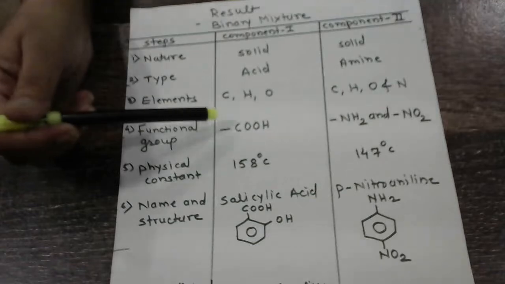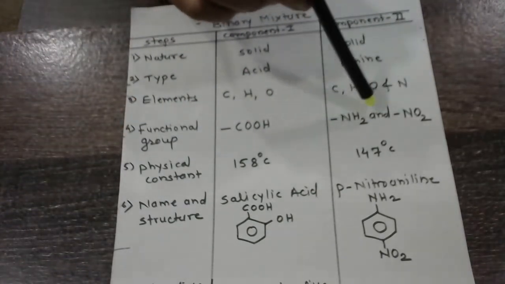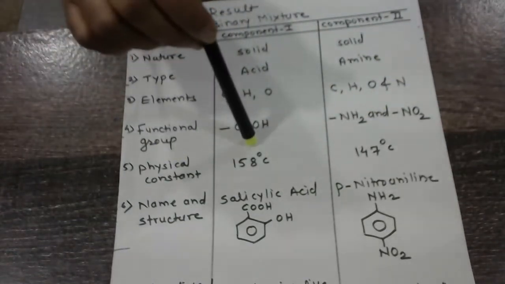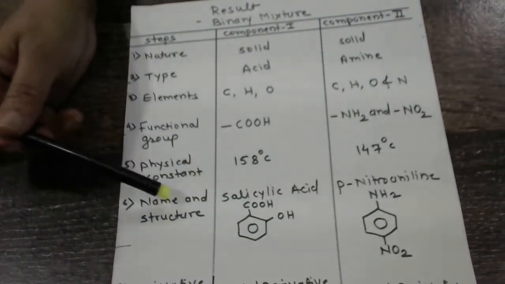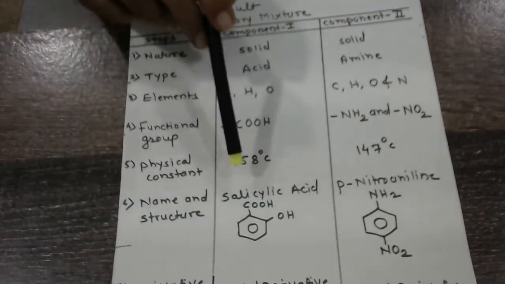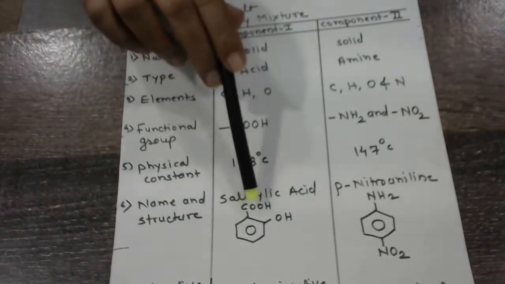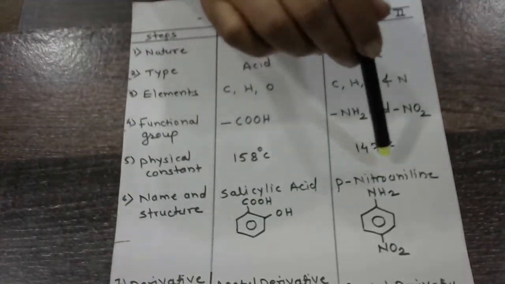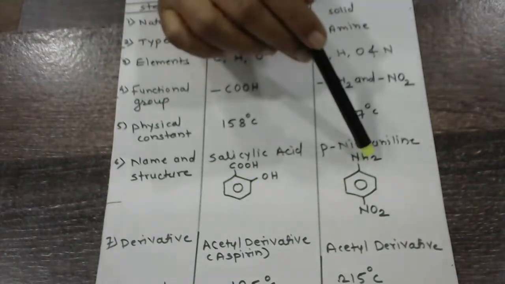Second component functional group dash COOH. Functional group for the second component is dash NH2 and dash NO2. Physical constants 158 and 147 for para-nitroaniline. Name and structure: the first compound is salicylic acid. Structure is a benzene ring attached with COOH and OH group, so two functional groups. Here again para-nitroaniline is the second component, again having two functional groups, dash NH2 and dash NO2.